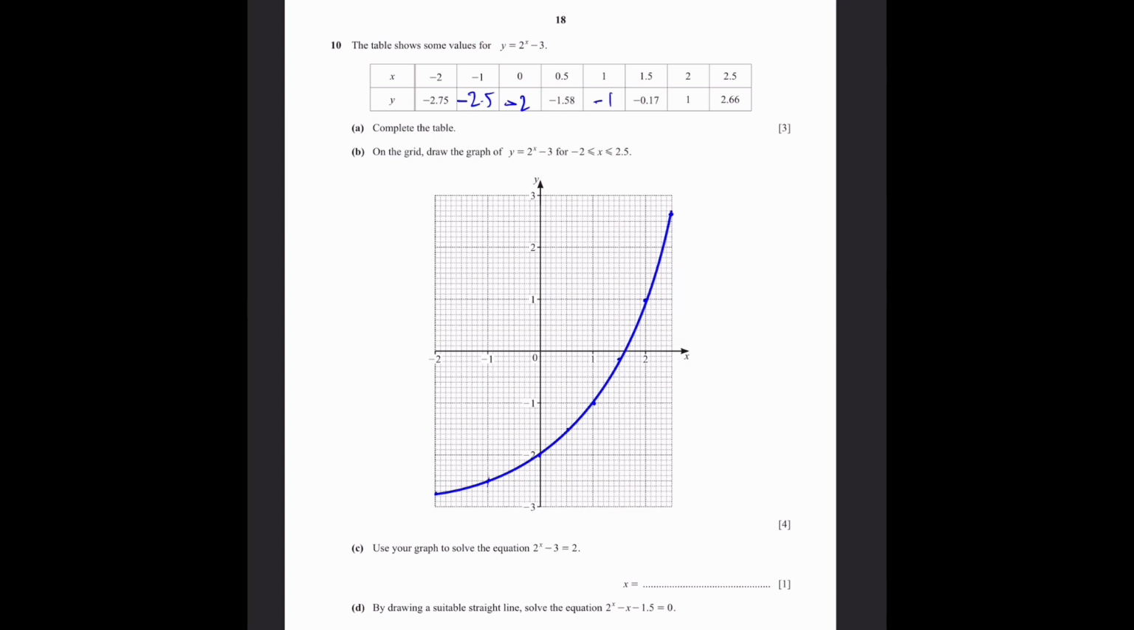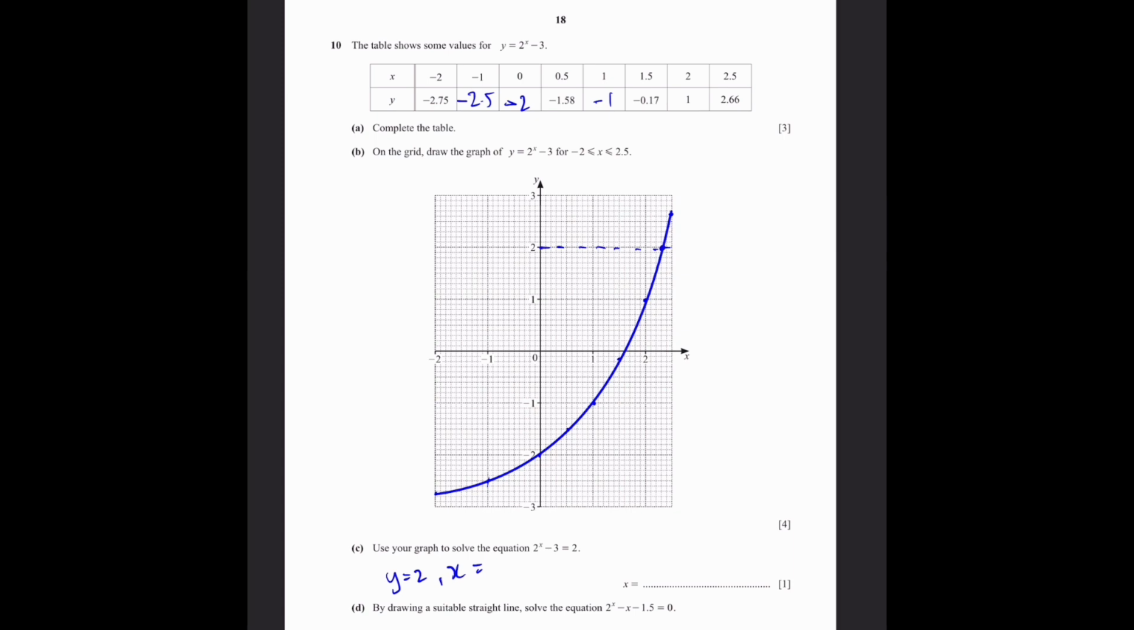C. Use the graph to solve the equation 2 to the power x minus 3 equals 2. So the graph is equation y equals 2 to the power x minus 3. So in this case, y is equal to 2. So when y equals 2, you need to find the x value. So let's draw a line, y equals 2. Where does it intersect the curve?